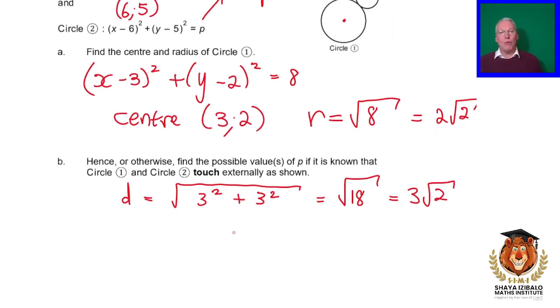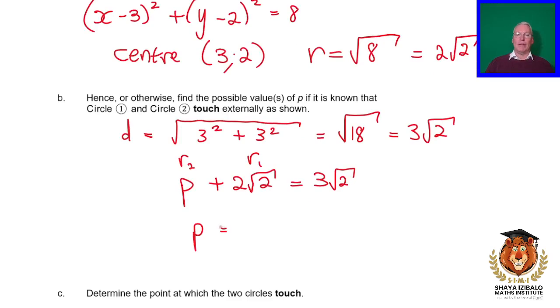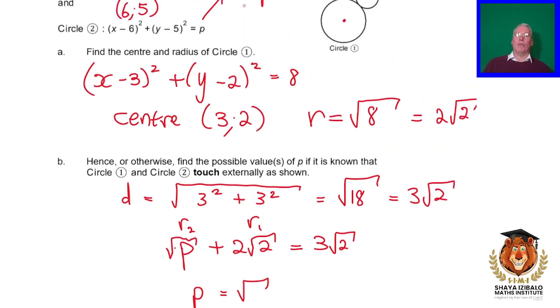So we need root P plus 2 root 2 to equal 3 root 2. This here is the radius of circle number 2. This here is the radius of circle number 1. Root P is the radius of circle number 2.